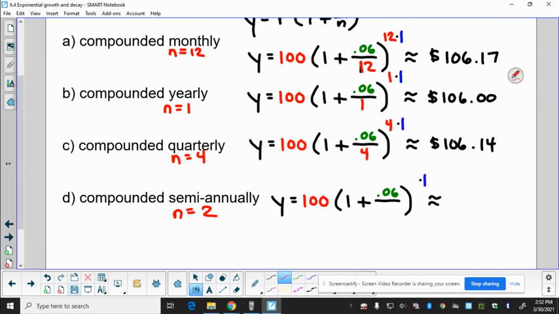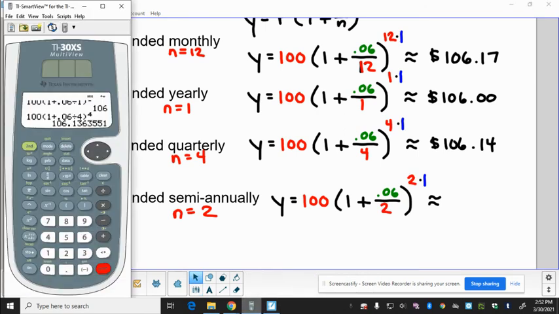Part D, semi-annually. Well, that's twice per year. Let's go ahead and put that information in the calculator and see what we get now. So I'm going to once again edit my equation. And now my exponent will be 2 times 1, or just 2. And my denominator of the fraction will be a 2. And what's this amount? $106.09.